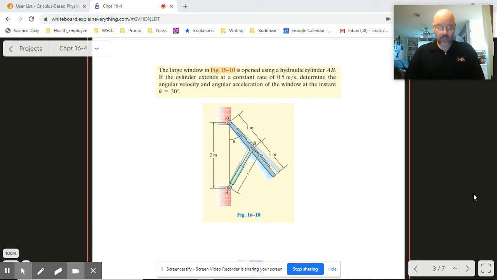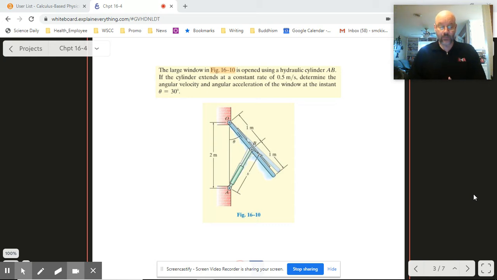All right, so let's look at another example of these. We're going to be following the pattern that I introduced Friday morning when we had class. Okay, and the pattern is establish the geometric relationship between the variables, then take derivatives. All right, that's the pattern.